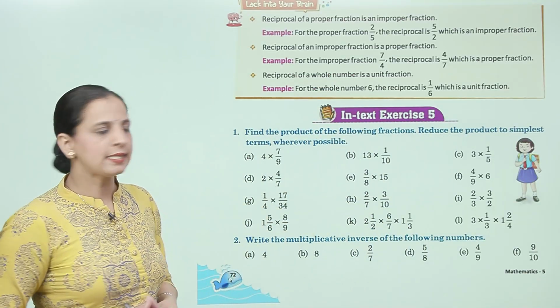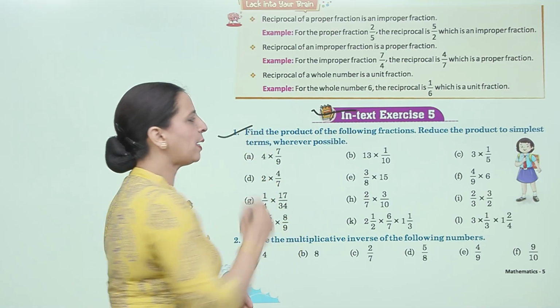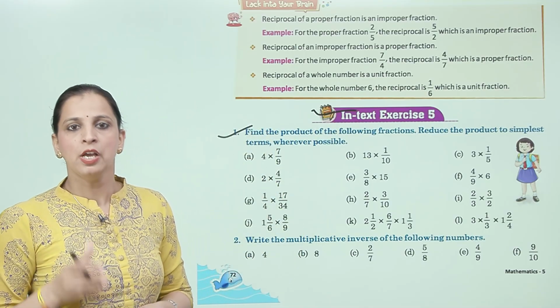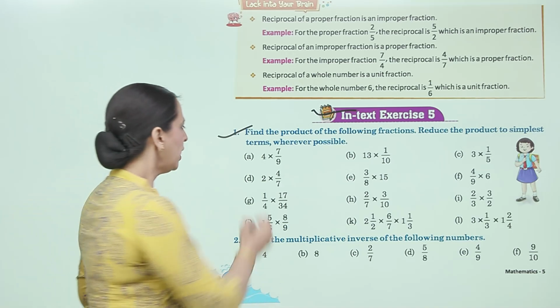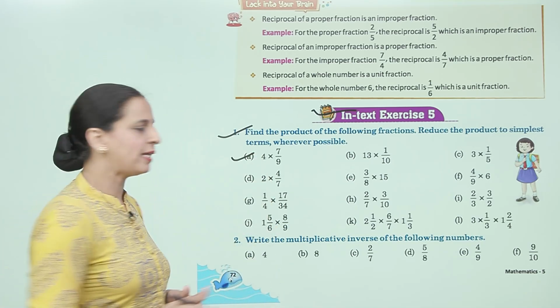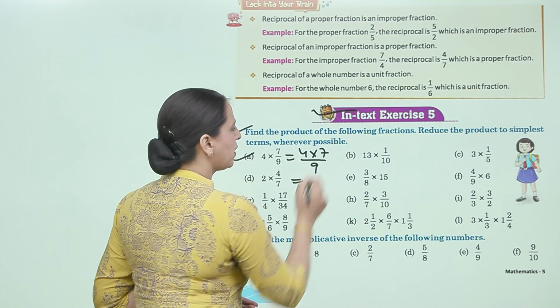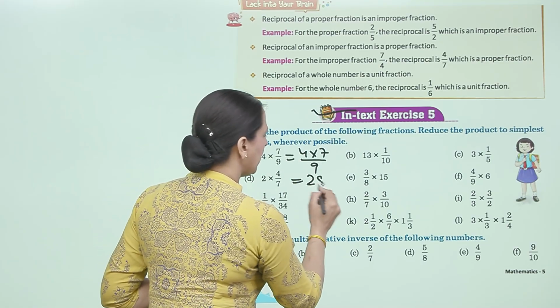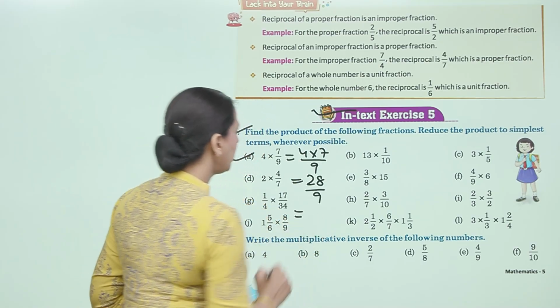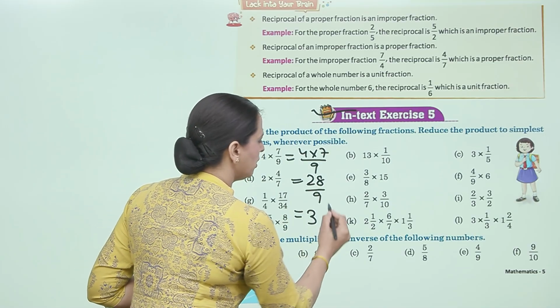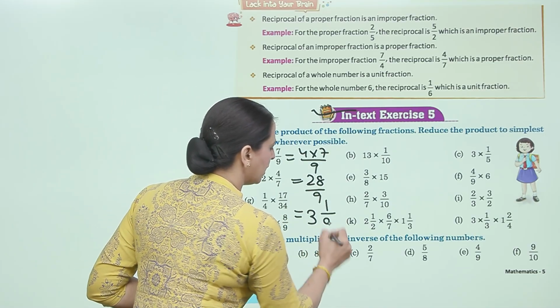Now, in text exercise 5, question number 1, find the product of the following fractions, reduce the product to its simplest term wherever possible. Now, A part, 4 multiplied by 7 by 9, that is 4 into 7 by 9. 4 7s are 28 by 9. Convert it into mixed fraction. 9 3s are 27, 3 and 1 by 9.